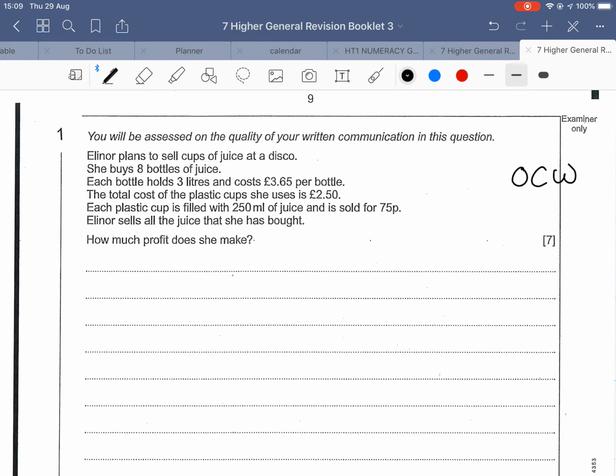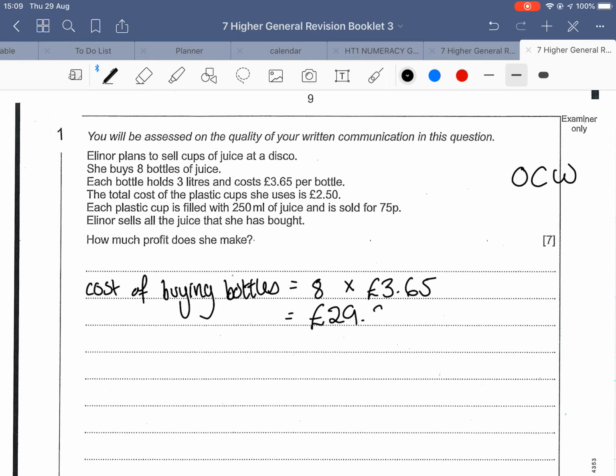So this is a very simple question. I'm going to start by telling the examiner I'm going to work out the cost of buying the bottles. So I'm going to label that. So she had 8 bottles and they were £3.65 each. Use your calculator, you don't need to stress yourself out working that out, which is £29.20. See how I'm using my pound signs? Make sure you're consistent.